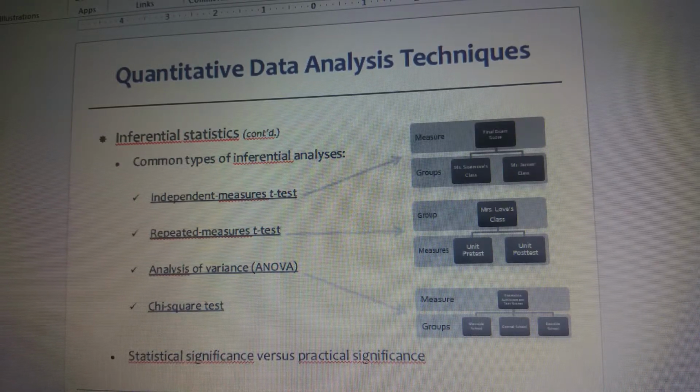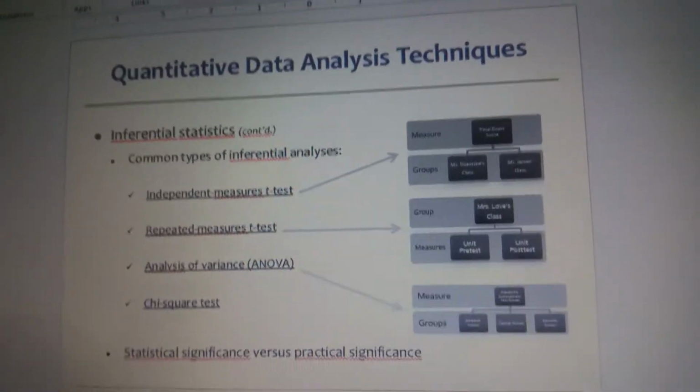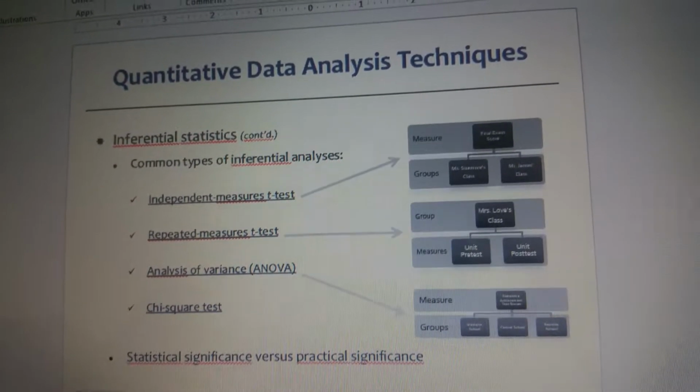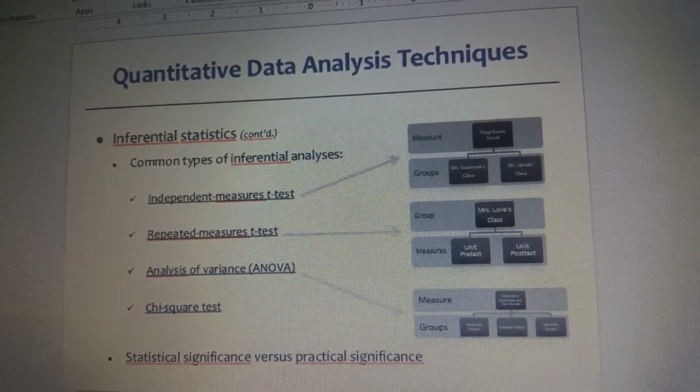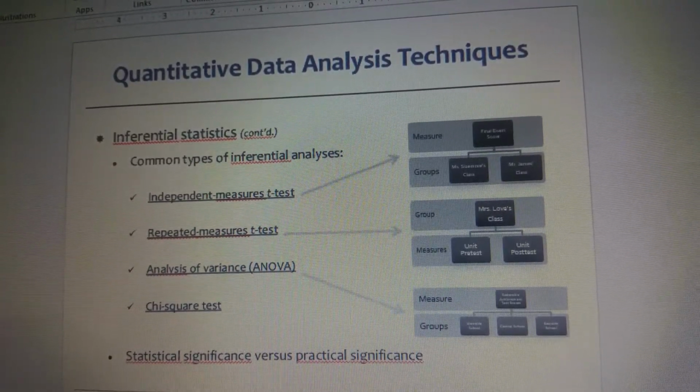And to do that, there are a lot of statistical tests, but I will give you some here. For example, if I want to examine the difference between two different groups, for example, the performance of males and females, I will use the independent sample t-test, or independent measure t-test. If I want to measure the difference between the performance of section 4 and section 5, I will use the independent sample t-test.